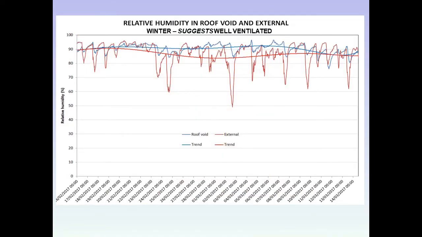And again, relative humidity in a roof void and the external levels in the winter. These figures initially suggest a well-ventilated roof. Why? Because the external air is potentially sweeping out any internal air, and therefore they are very, very similar. The external conditions will be reflected internally in this roof void. But to nail this right down, you need other data.